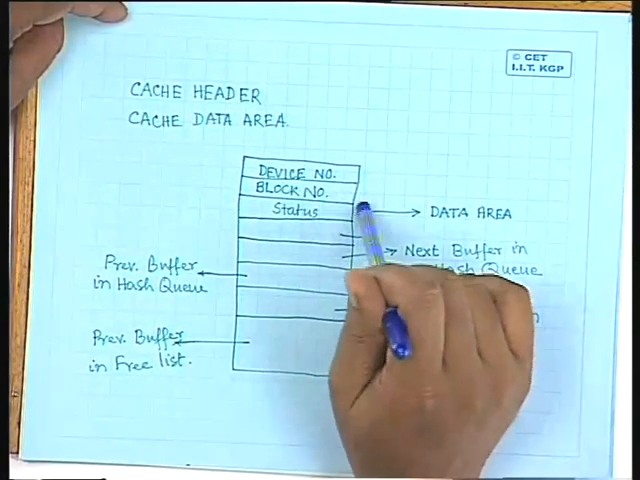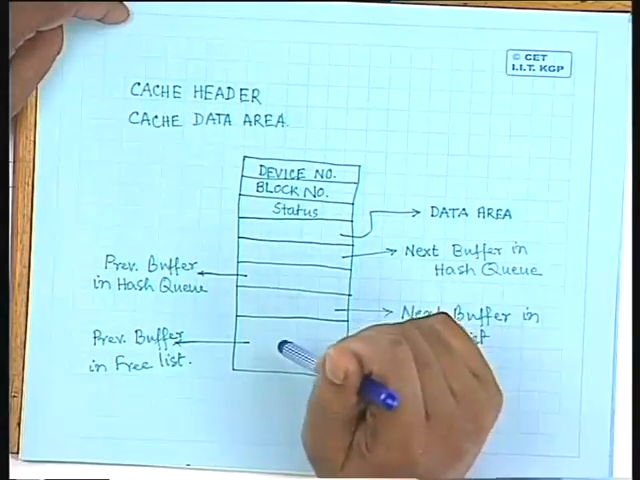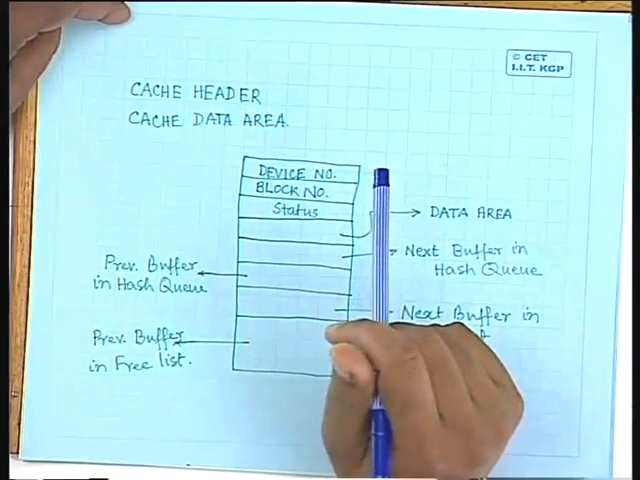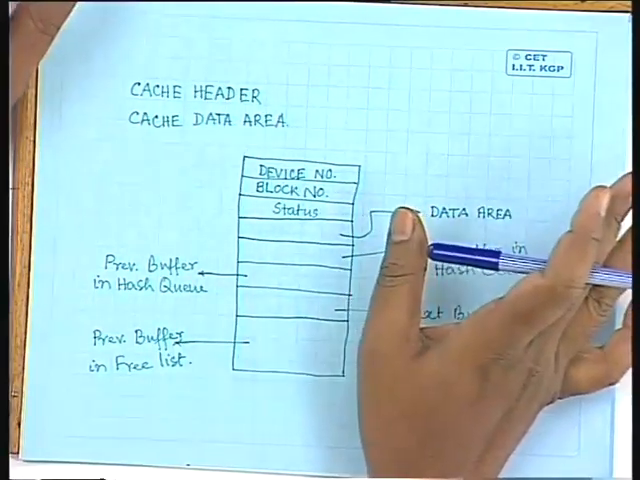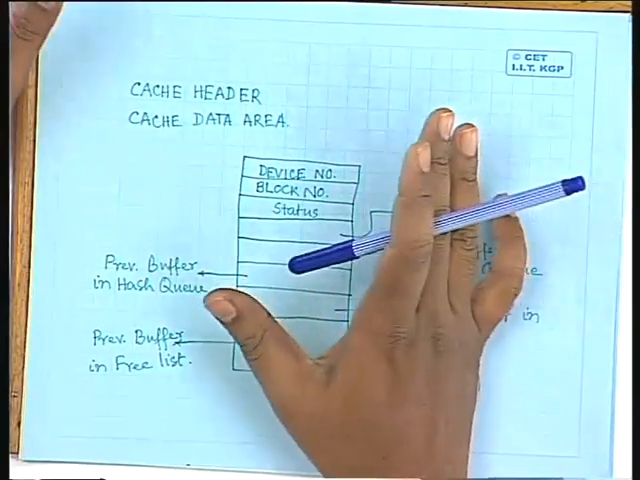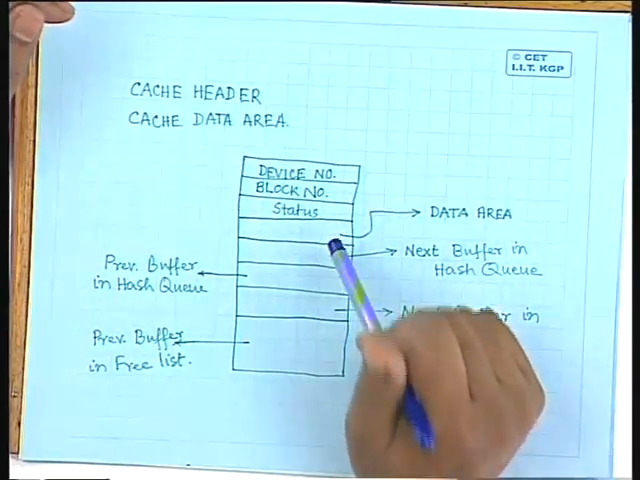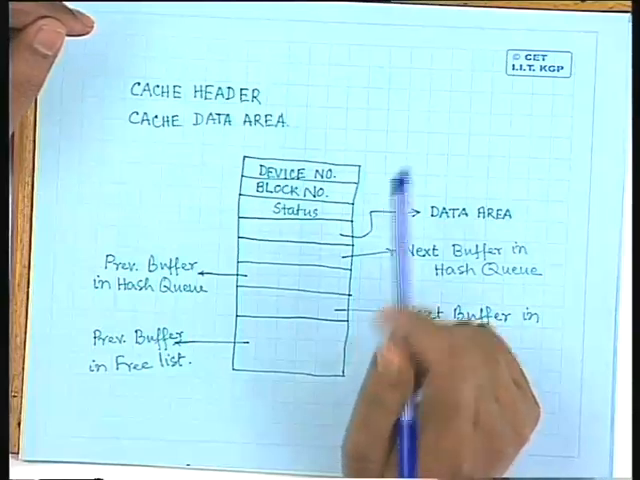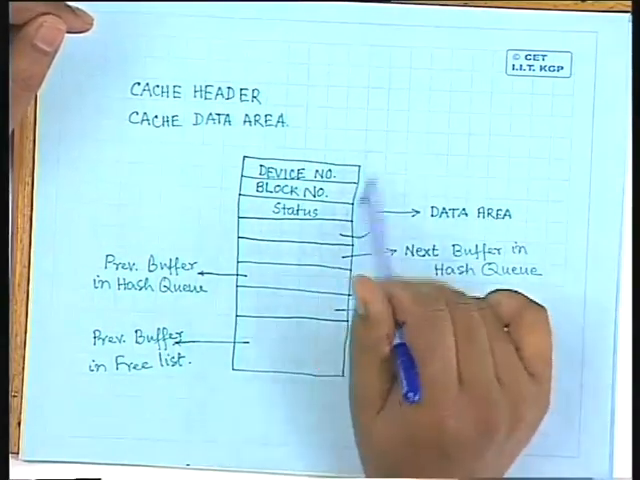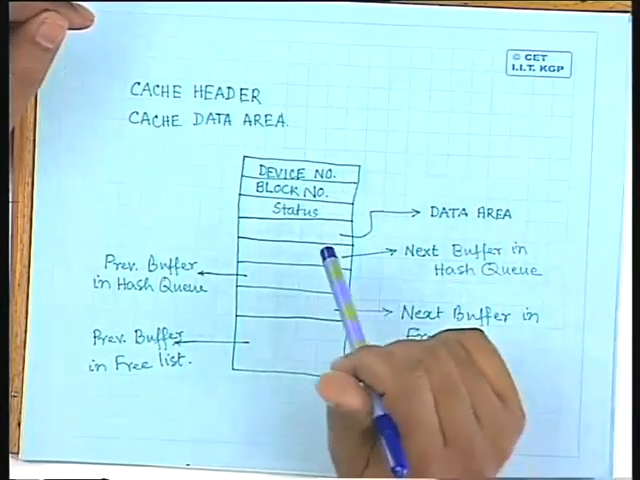Then it has a status field, which contains various information. For example, one piece of information can be whether this buffer cache is currently being used by some process or not. While the buffer cache is in use by a process, it cannot be used by any other process until it is released by the process using it. So in the status field you maintain information whether the buffer cache is free or locked. If it is locked, no other process can access it. If it is free, other processes can access it.